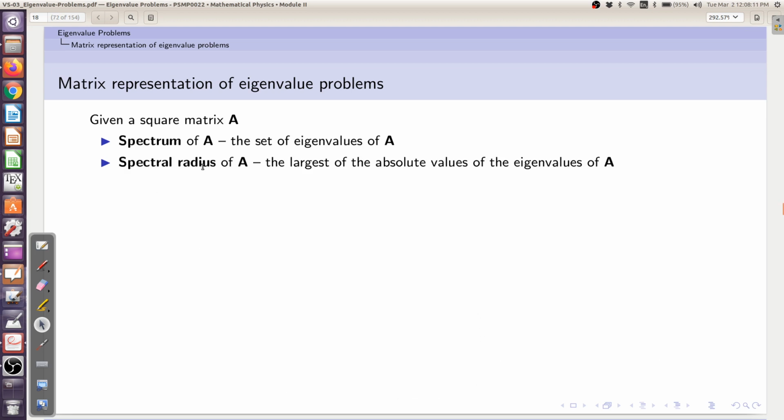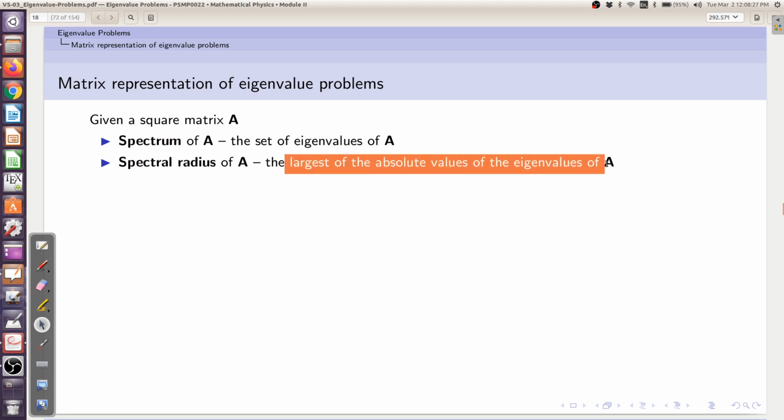Now over here, suppose I have a square matrix. In a square matrix, there are some terms that we follow. One is the spectrum of the matrix A. The spectrum of the matrix A is the set of eigenvalues of A. Then the spectral radius of A is the largest of the absolute values of the eigenvalues of A.